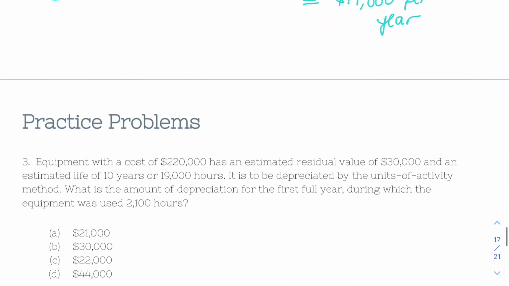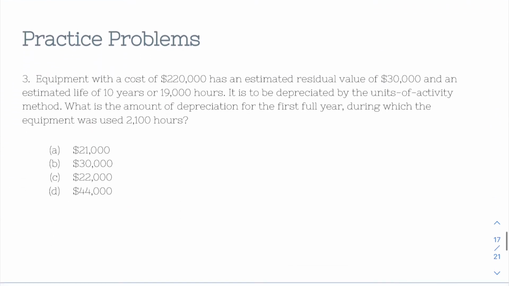Now we are going to use the units of activity method. So same things, the cost of $220,000, residual value of $30,000, and now we care about this 19,000 hours of useful life, and we care that the equipment was used for 2,100 hours in the first year. So now we are using the units of activity method, as I said at the beginning. What is the amount of depreciation for the first year?